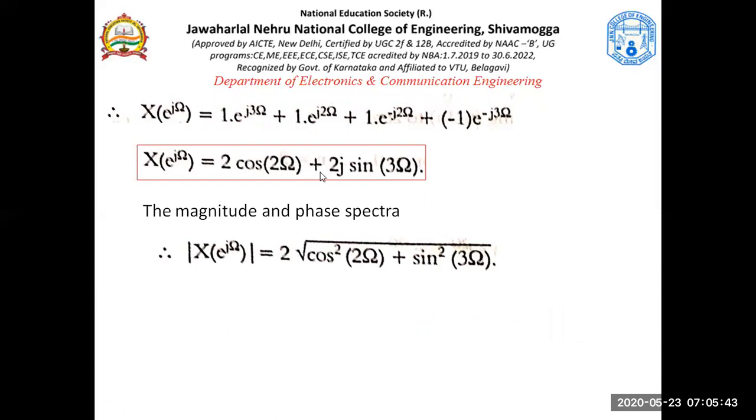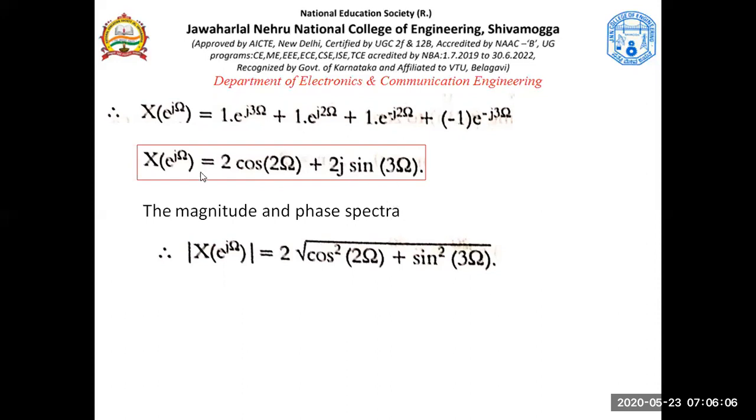So if you have to obtain the magnitude of this, 2 is common, just keep it out. This is cos 2 omega plus j sine 3 omega. So if this is a and this is b, the magnitude is square root of a square plus b square. So, square root of cos square plus sine square.